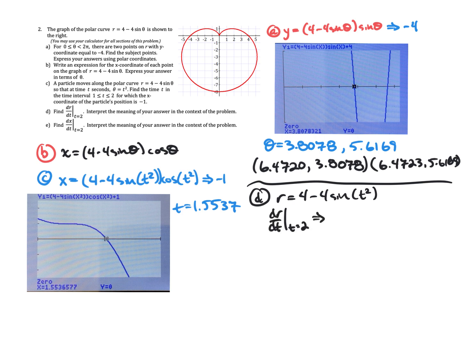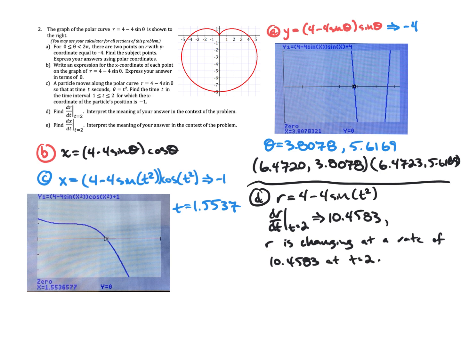So then we math 8 it and we get 10.4583. All right, let's interpret that meaning. What's happening? r is changing at t equals 2. All right. What's really happening? Is r getting bigger or smaller? It's getting bigger. It's going further away from the pole. That's really what's happening. However, this is the little cookie answer that I kind of want.